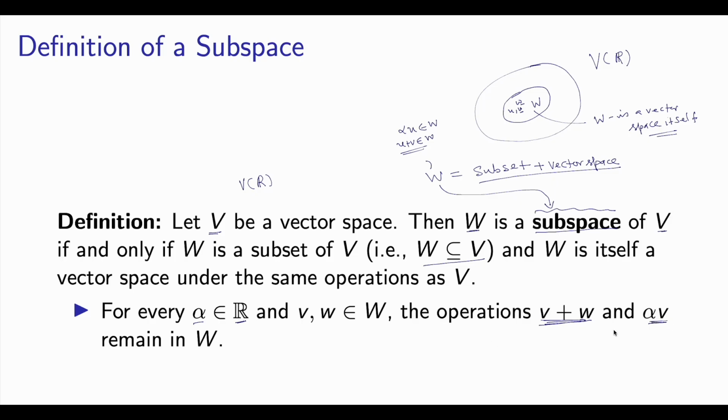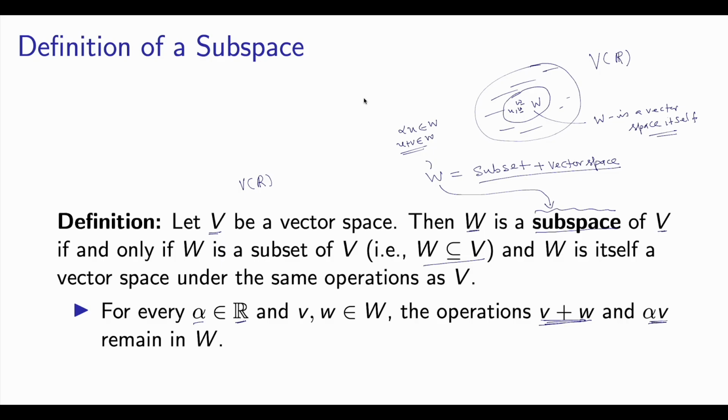So all the remaining vector space properties are automatically satisfied because W is sitting inside of V, right? So we need not check the remaining axioms. We only need to check that W is closed under vector addition and closed under scalar multiplication, and also see whether W is sitting inside of V or not. Okay, so this is the definition of a vector subspace.